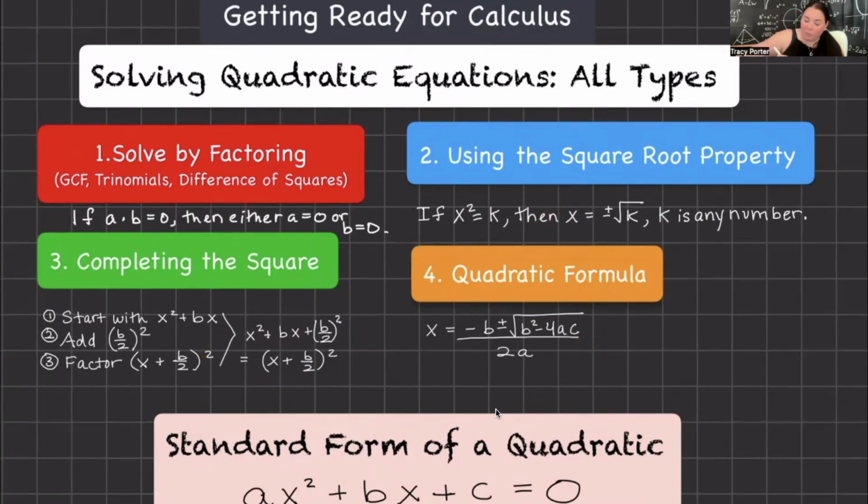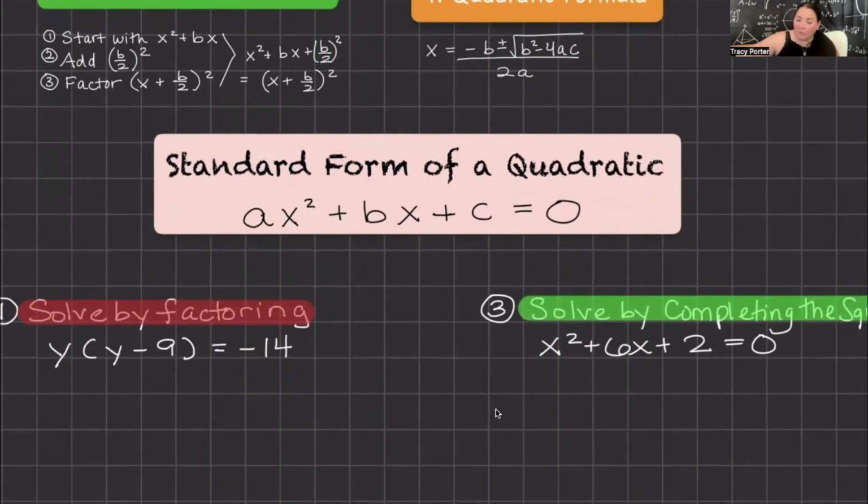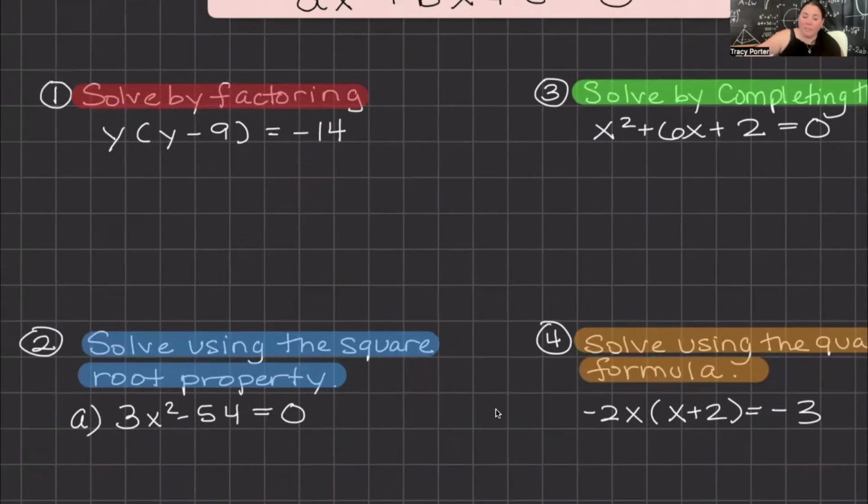And then I also put in here the standard form of a quadratic equation. So you always want to make sure that you have this zero on the right and all of your terms on the left. So that's just a quick review of some notes. So look at those if needed. But we're going to start by doing a couple of examples.